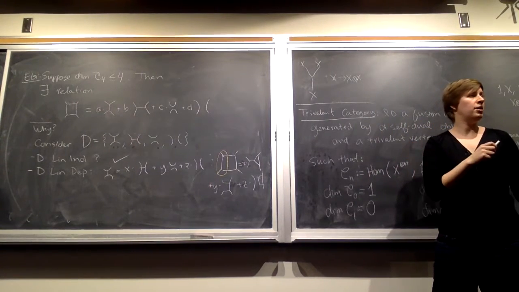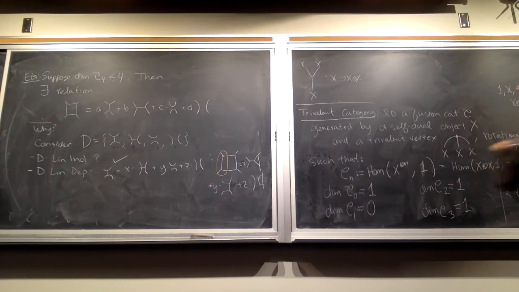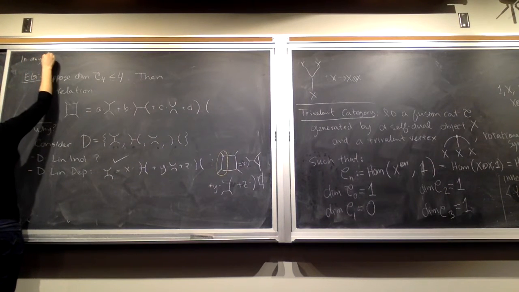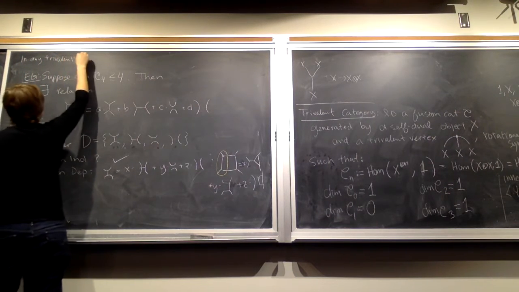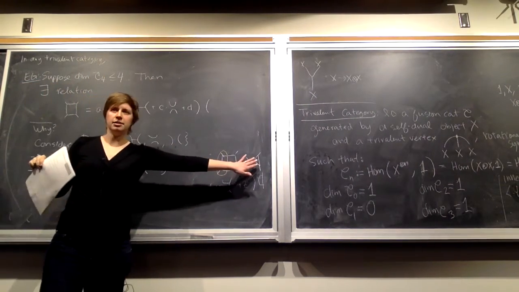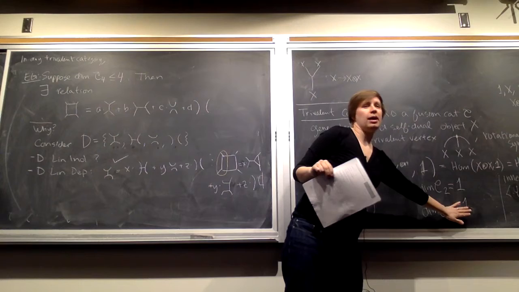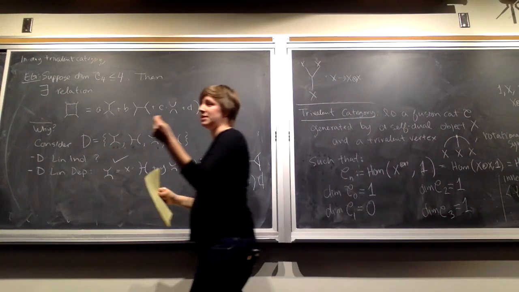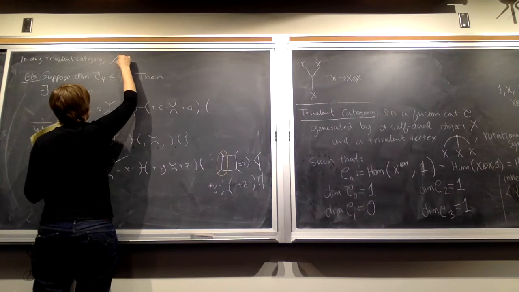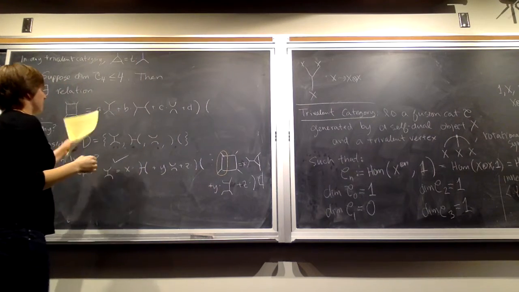Okay, and now I've done this a little out of order, because really what I should have done first is to tell you that in any trivalent category, we can pop triangles like the one that appears here, because this space is one-dimensional, so everything that has 3 boundary points is a multiple of a single vertex. So this is equal to some quantity t times a single vertex.